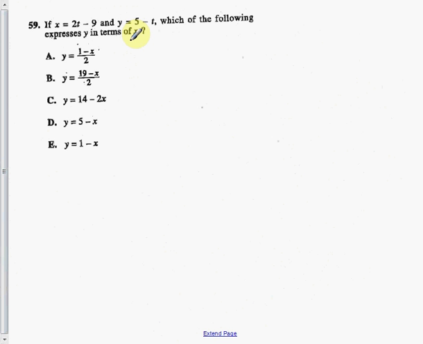Okay, so it doesn't matter which equation you use first. You can take this x equals 2t minus 9 and solve for t, or you can take this y equals 5 minus t and solve for t. Always try to take the one that I think is the easiest. So first you want to get t by itself. In one equation, solve for t. Then substitute that expression for t into the other equation.